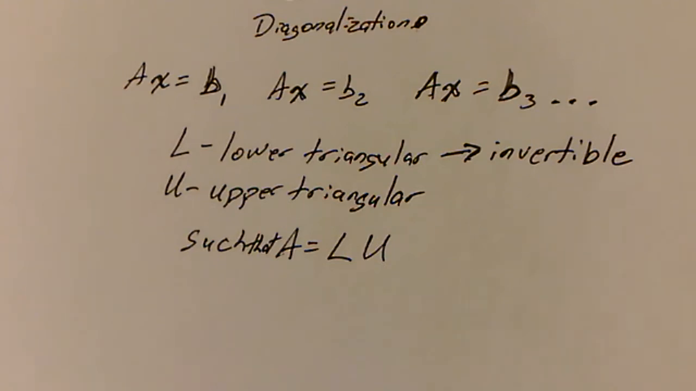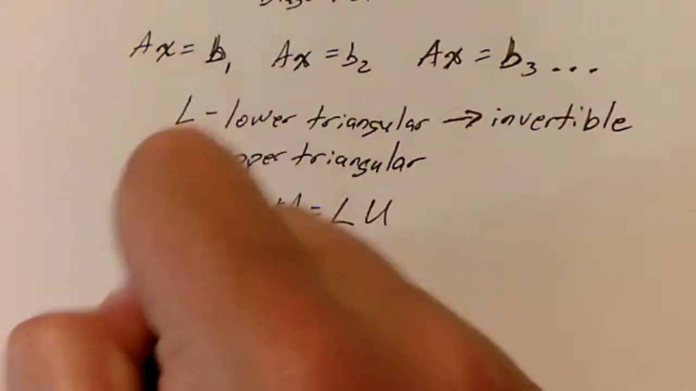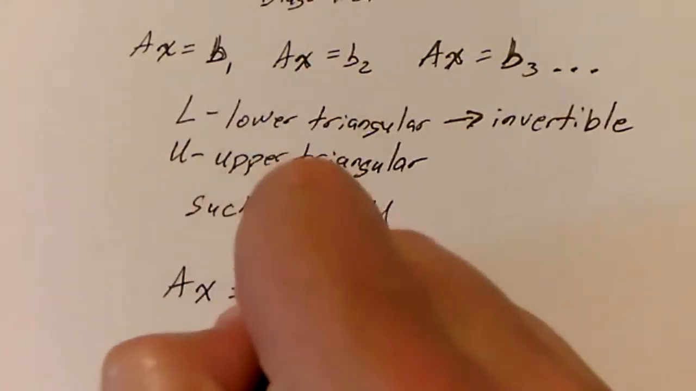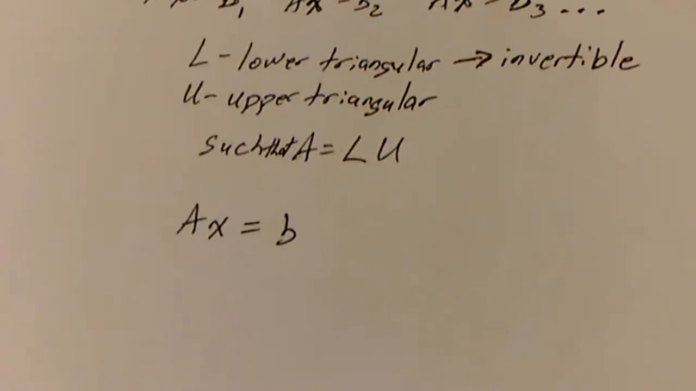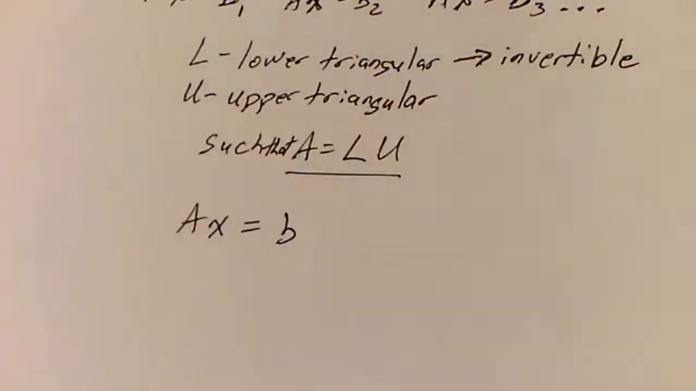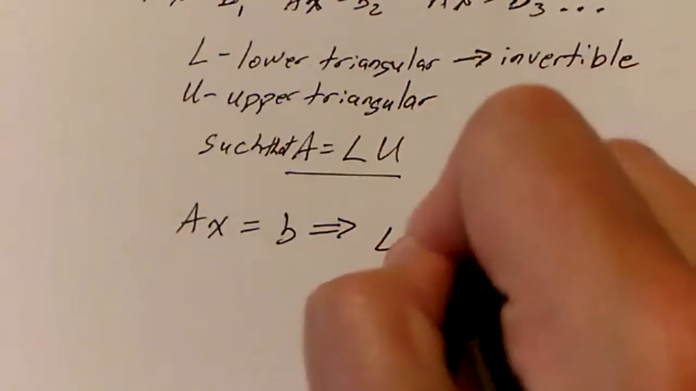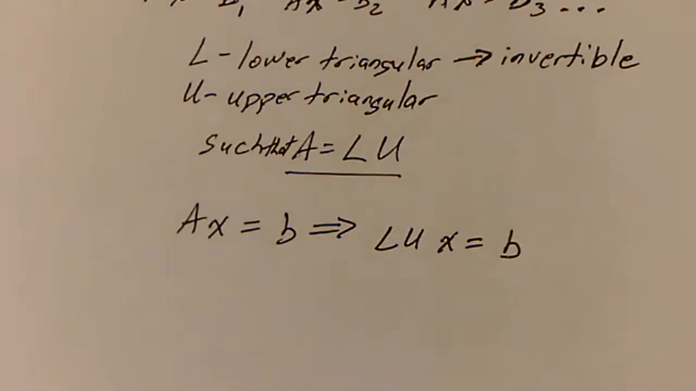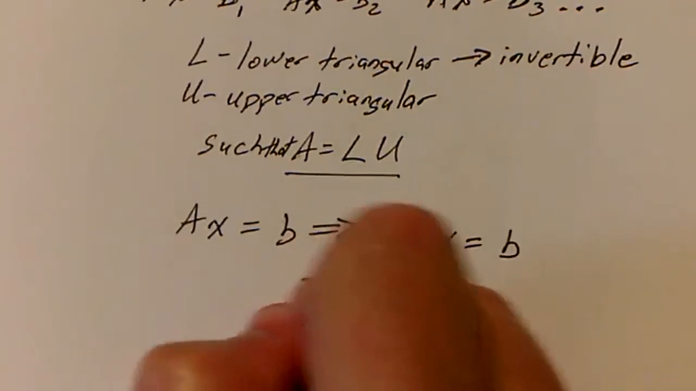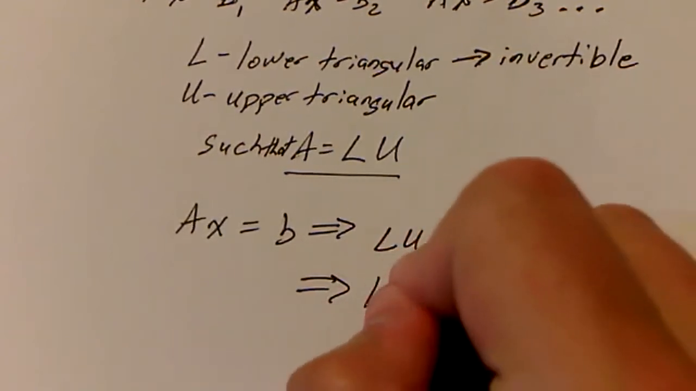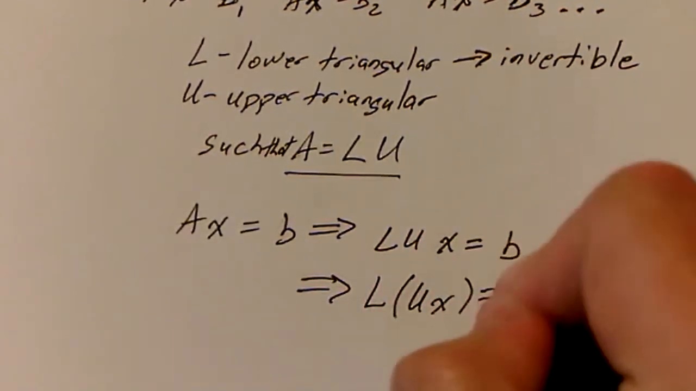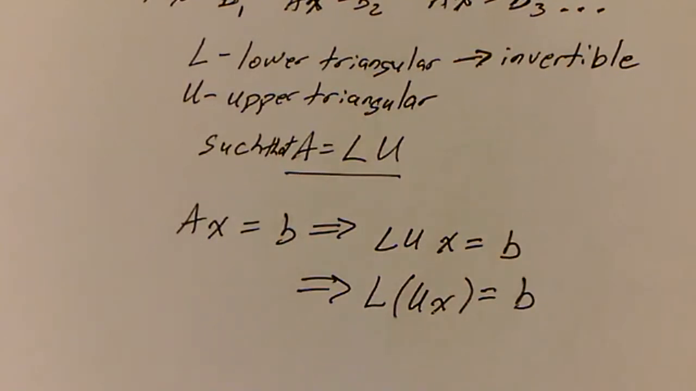Okay, so we said we're looking at solving this equation, AX equals B. But I'm looking at when A is equal to LU. So I can take this and replace LU for A. Then we also know that matrix algebra is associative, so I can do L times UX is equal to B. And UX, we're going to just name Y.